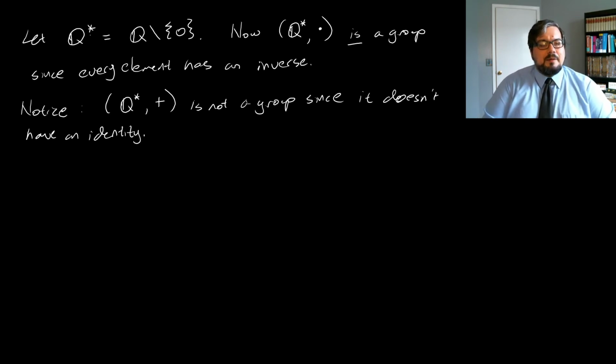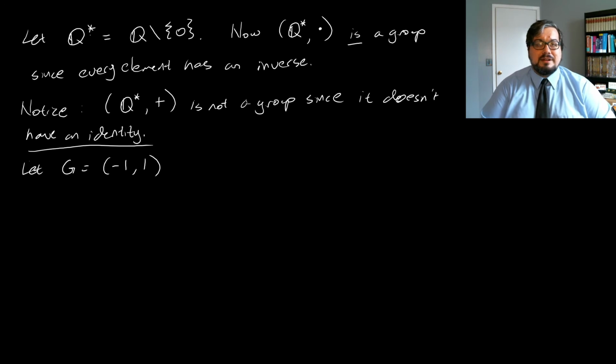Now, the next example is a little bit different. We have to be careful. So let's let G be the set of numbers that are in the interval from -1 to 1. So this is a subset of the real numbers. And let's consider the pair of this set together with addition.